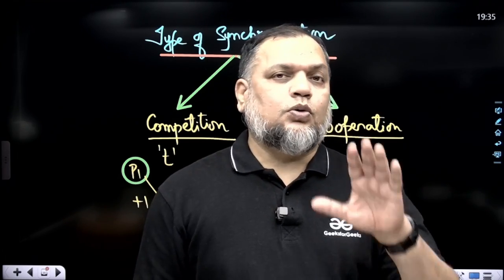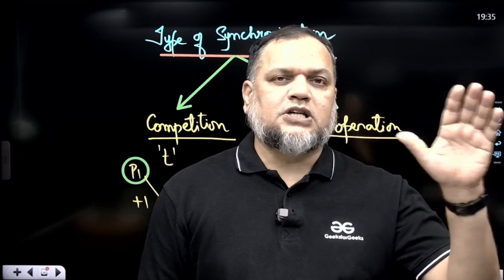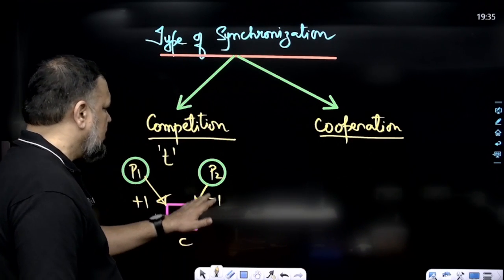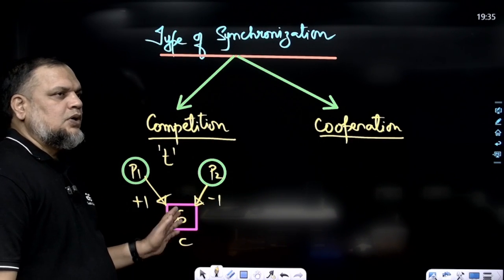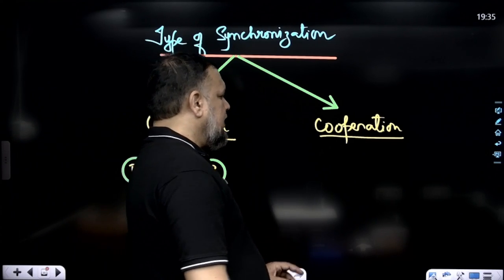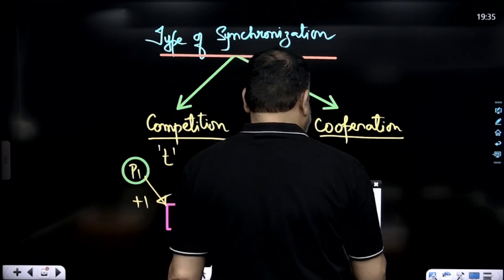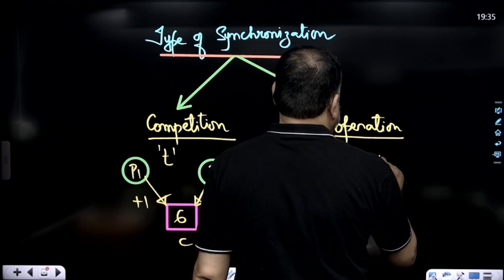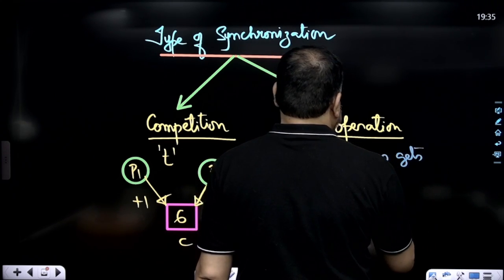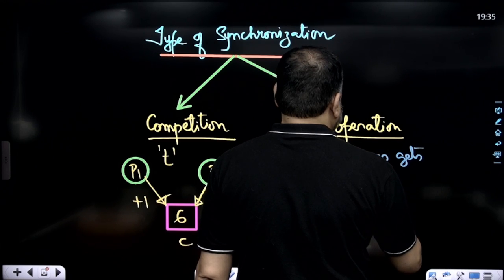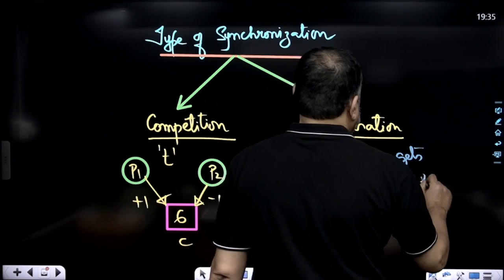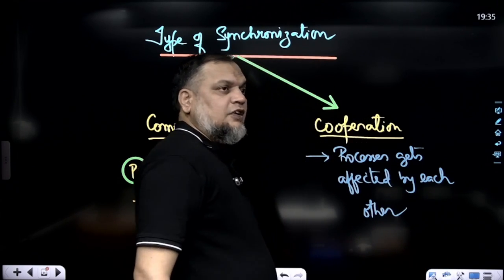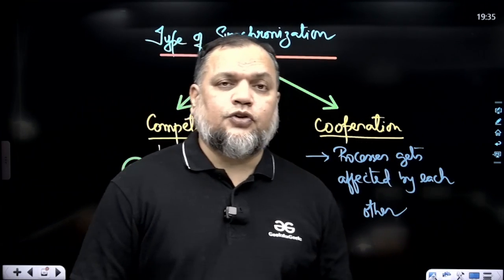So examples which I quoted like net banking, e-commerce applications, commercial purchases, Amazon purchase, etc., they all belong to this model, competition. Cooperation means invariably the processes get affected by each other. The execution of one process will affect the execution of the other process.